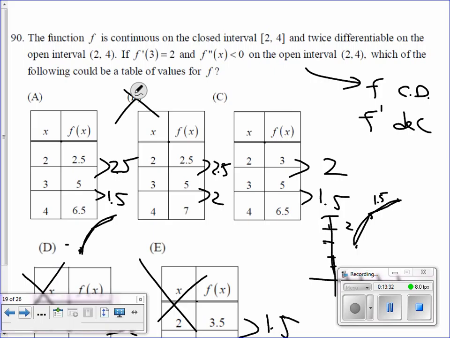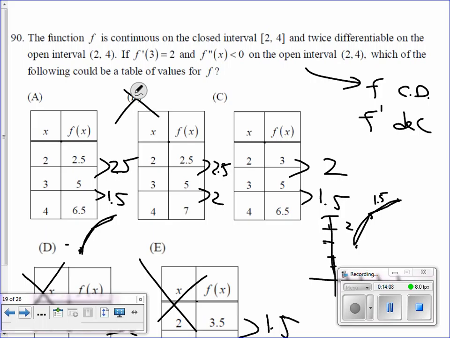They say, okay, the function's continuous from 2 to 4. It's twice differentiable, so it's nice and smooth, no corners. And the derivative at 3 is 2, the slope of the tangent is 2, and the second derivative is negative on the open interval. The second derivative is negative. There's our first big clue. Because when someone tells you the second derivative is negative, what do you think immediately about the function? It's concave down. So you know that this graph has got to be concave down.